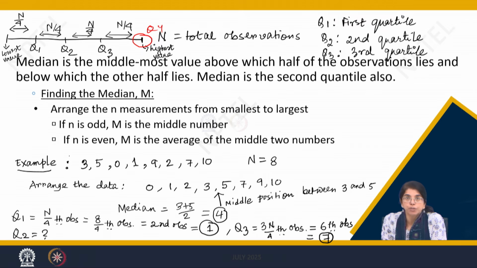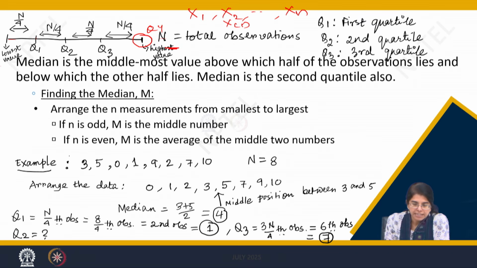So, how many total observations do you have? You have, say, n observations. Quartile means you are splitting these n observations into 4 equal parts, so each part is n by 4. This is the lowest value, the minimum value, and this is the highest value. Remember, you have the observations x1, x2, ..., xn. Suppose your lowest value is x1 and your largest observation is xn.